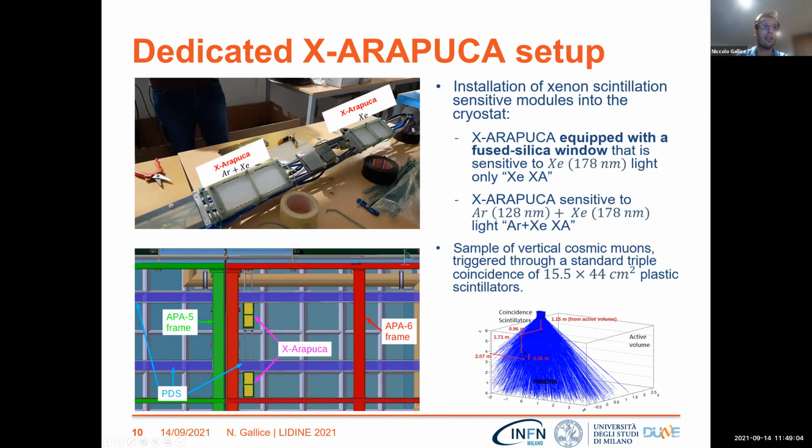Those have been installed inside ProtoDUNE behind the standard photon detection system. This system was used with a sample of vertical cosmic muons that is triggered through the standard triple coincidence of plastic scintillators located on the roof.